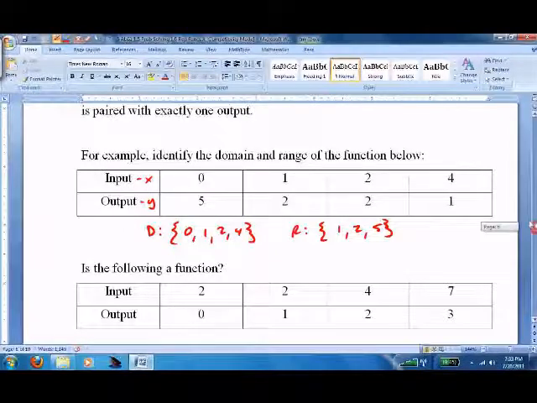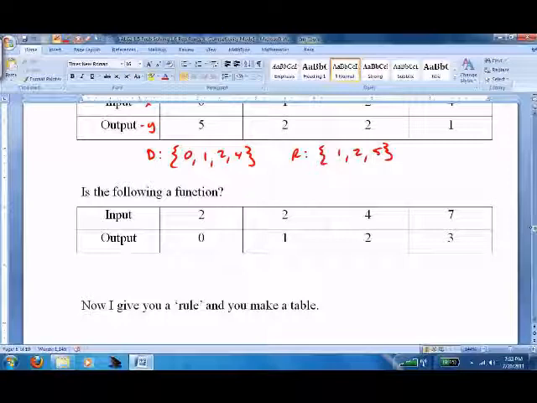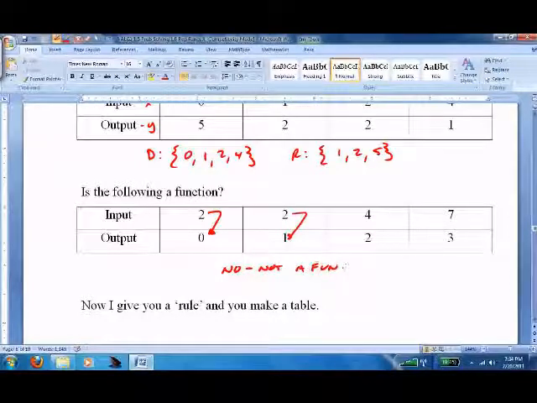Now, is the following a function? For each input, there should be one and only one output. Well, I put 2 in, and one time I get 0. Put 2 in, and one time I get 1. So, no. Not a function. We'll give you lots of practice on this.